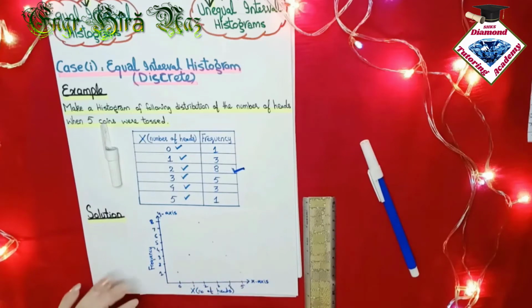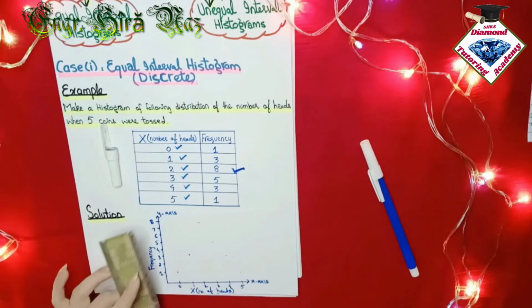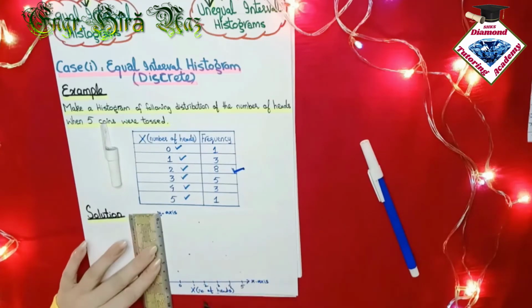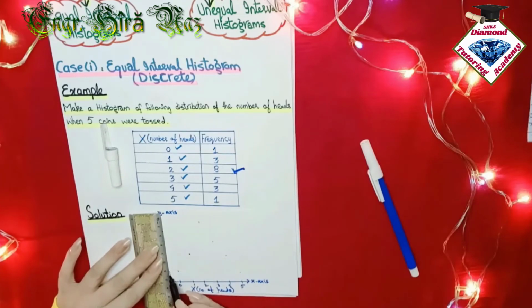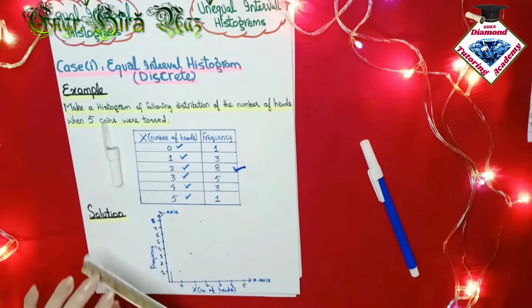So what you have to do, you have to put rectangles along these numbers, keeping the height of frequency.